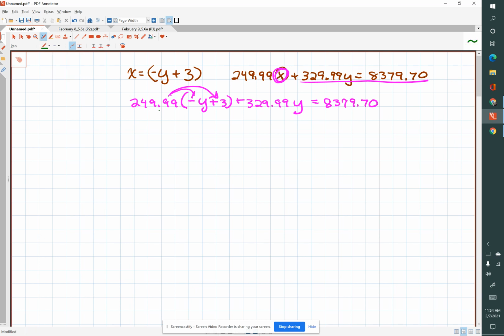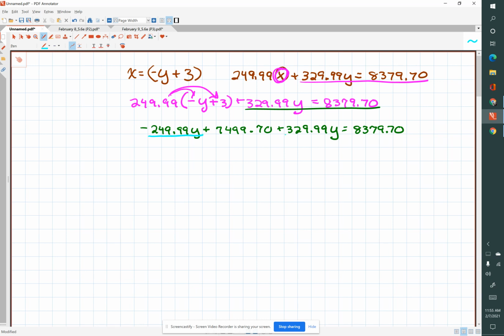So 249.99 times negative y is negative 249.99y plus, now we have 30 times 249.99, which is going to give us 7,499.70. Then we just finish rewriting the rest of the equation, plus $329.99 times y equals $8,379.70.